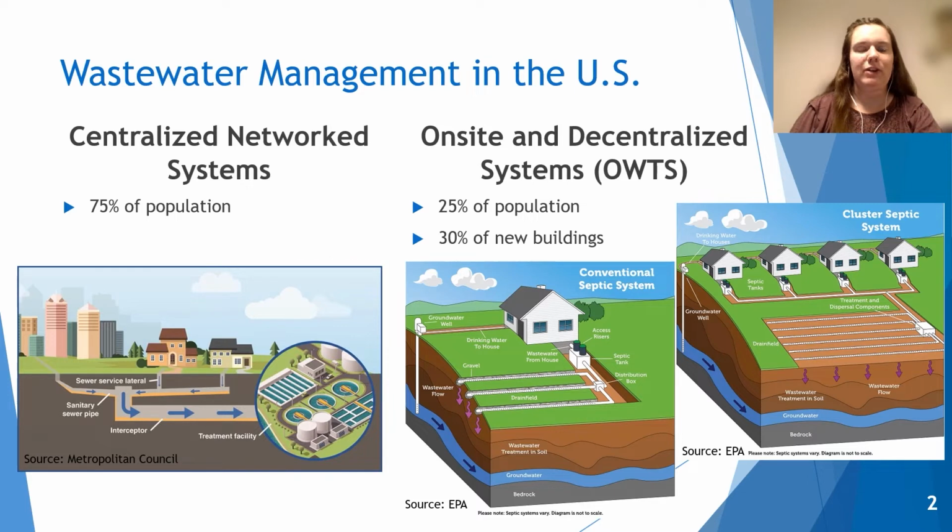The remaining 25% of the population that are not connected to those sewer systems use on-site septic tank systems, which you can see here has a tank and a drain field, or there's decentralized systems where it's a group of homes but a much smaller scale than the centralized networks. So a decentralized system may be a cluster of homes, a neighborhood, a street, anything much smaller than a whole city. The on-site and decentralized systems are being used in about 30% of new buildings being installed in the US.